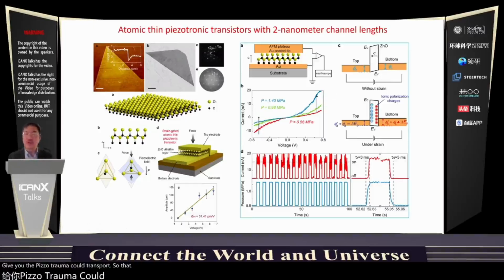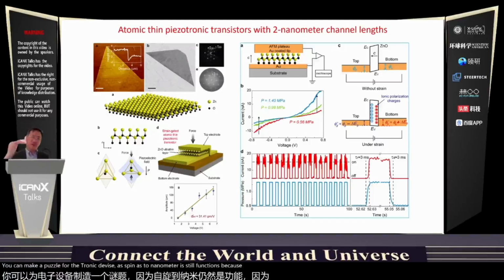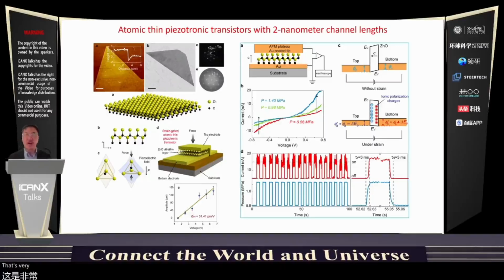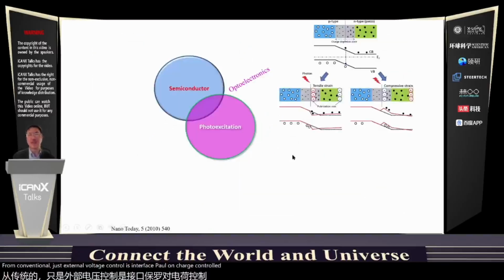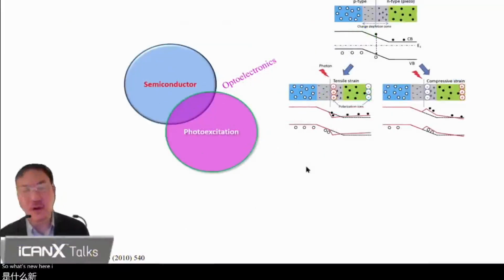So in other words, you can make a phototronic device as thin as 2 nanometers. It still functions because the polar charge is 1 atomic layer. That's very localized, very distinctive from conventional external voltage control. This is interface polar charge control. So what's new here? I talked a lot about this. What's new here?